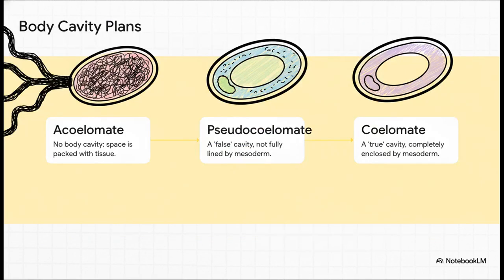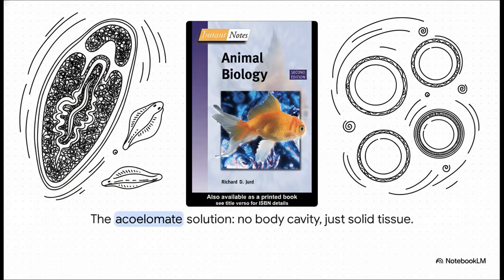And evolution, being evolution, didn't just find one solution. Nope, it came up with 3. And this split the triploblastic animals into 3 major groups: the ones with no cavity at all, the ones with a kind of fake cavity, and the ones with a true body cavity. So first up, the acoelomates. That A at the beginning just means without, and coelom means cavity, so without a cavity. Simple enough.